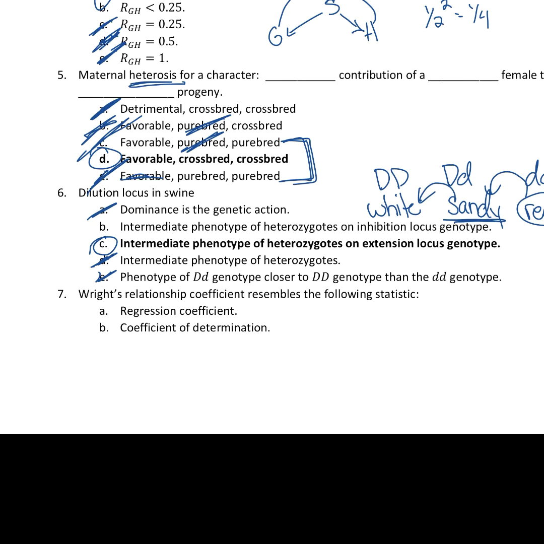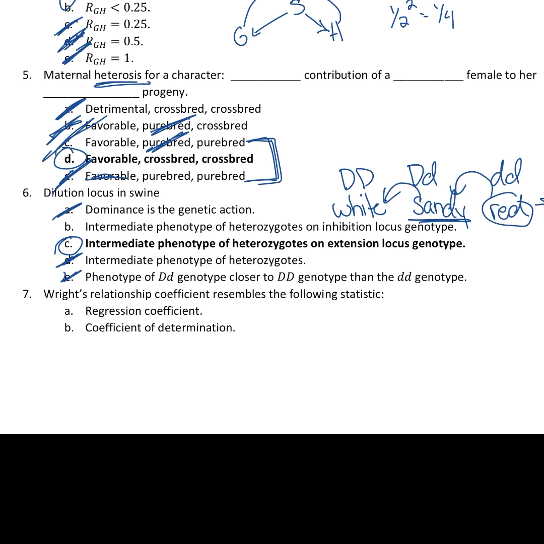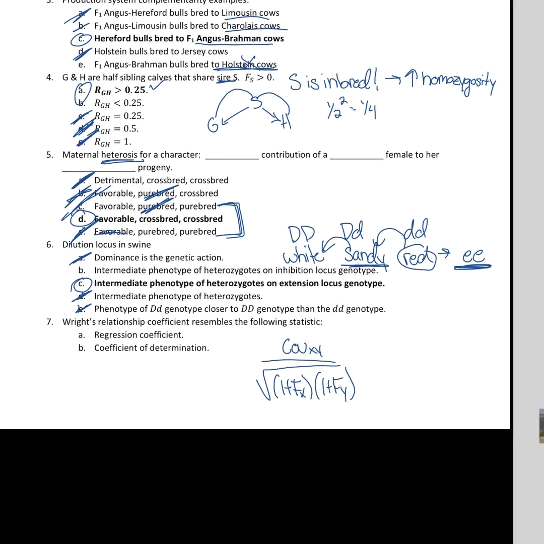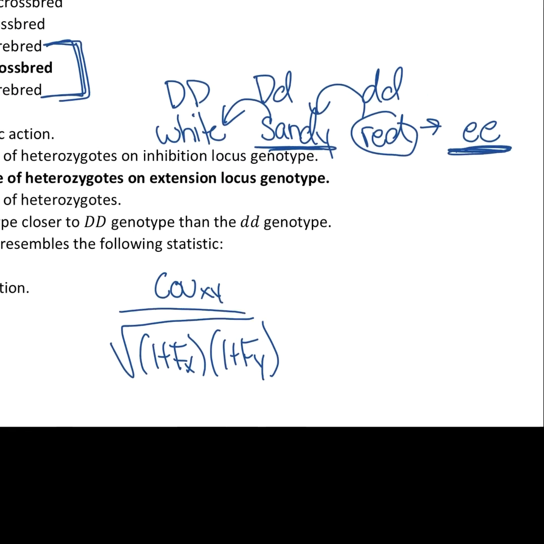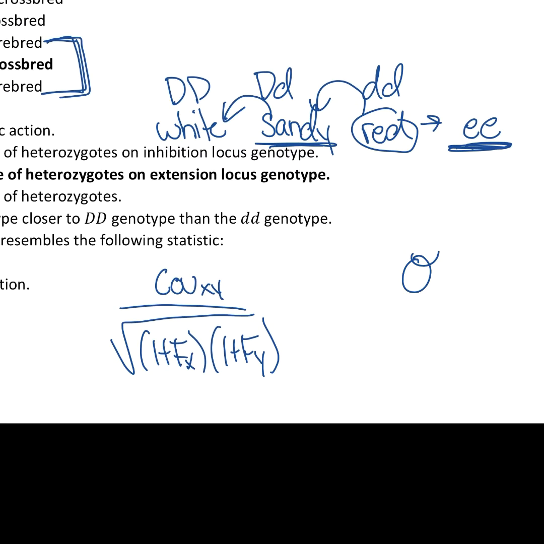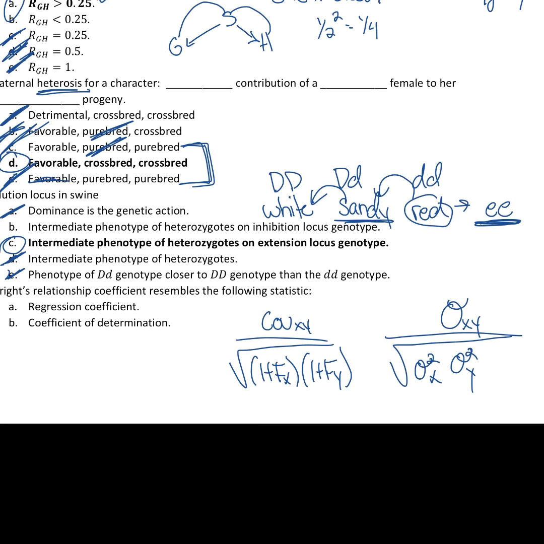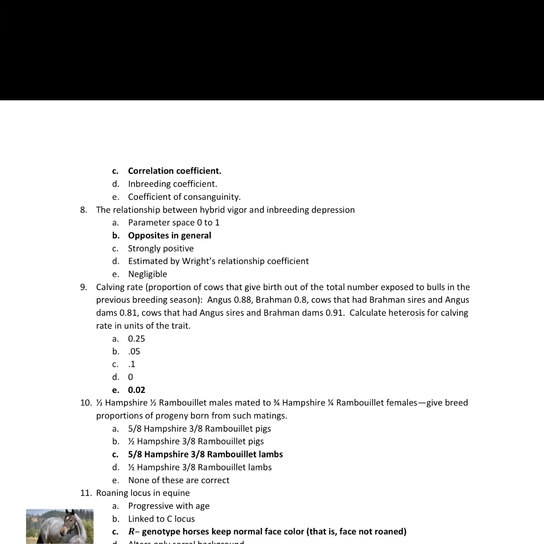7, Wright's relationship coefficient resembles which of the following statistics? So if we write out our relationship coefficient, the covariance of x and y over the square root of 1 plus f of x times 1 plus f of y. The correct answer here is the correlation coefficient, which is on the next page. And if y'all remember what a correlation coefficient is, it's actually the covariance between 2 things over the square root of sigma squared x times sigma squared y. So you can definitely see the similarities in the 2 equations. So the correct answer here is C.